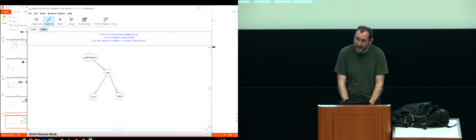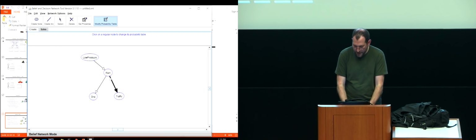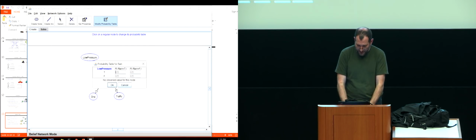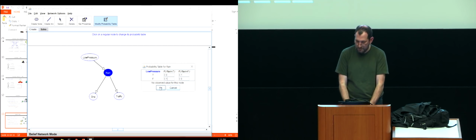In order to specify a Bayes net and thereby a distribution over these variables, I need to do more than that. I need to actually give probabilities. For example, how likely is it that there's low pressure? Maybe 0.1. Now I need to say, how likely is it that there's rain? Well, it depends. It's got a parent, low pressure. Maybe when there's low pressure, it rains 90% of the time, and when there isn't low pressure, it rains 1% or 10% of the time. I could put in other numbers. I'm just making stuff up.